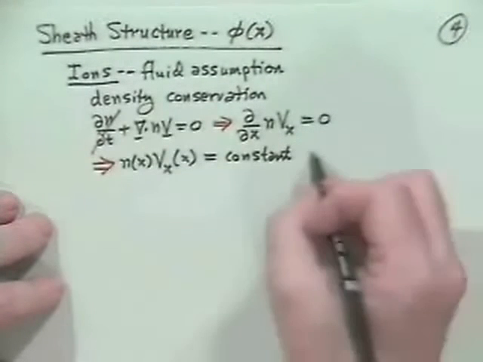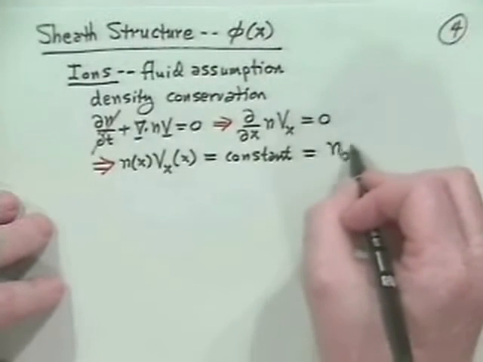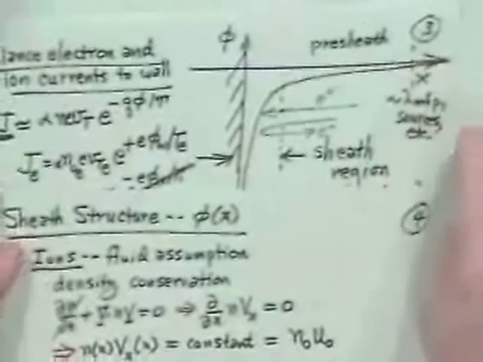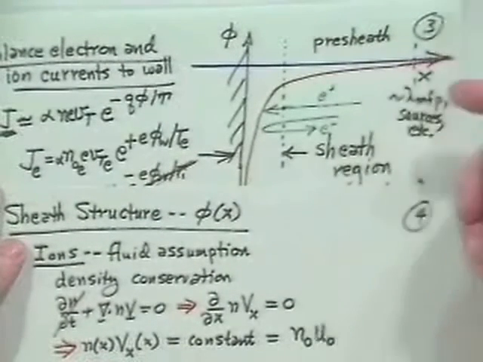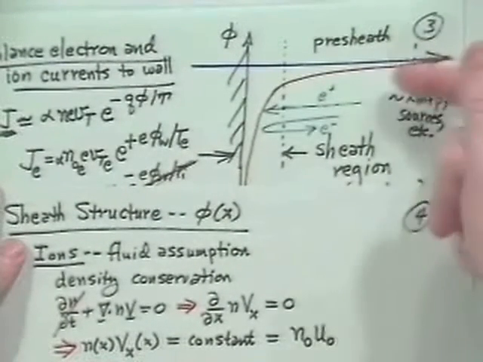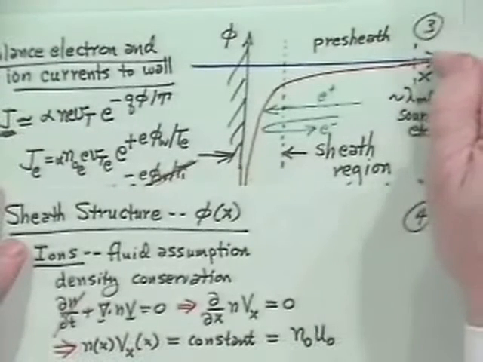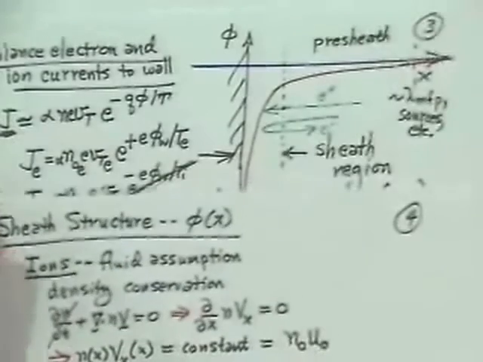And what is that constant? Well, we will call that constant n0 u0, where n0 and u0 will be the density and flow velocity of the ions coming in over at this end. So it's just n0 and u0, or there's an ion flow into this, it turns out.